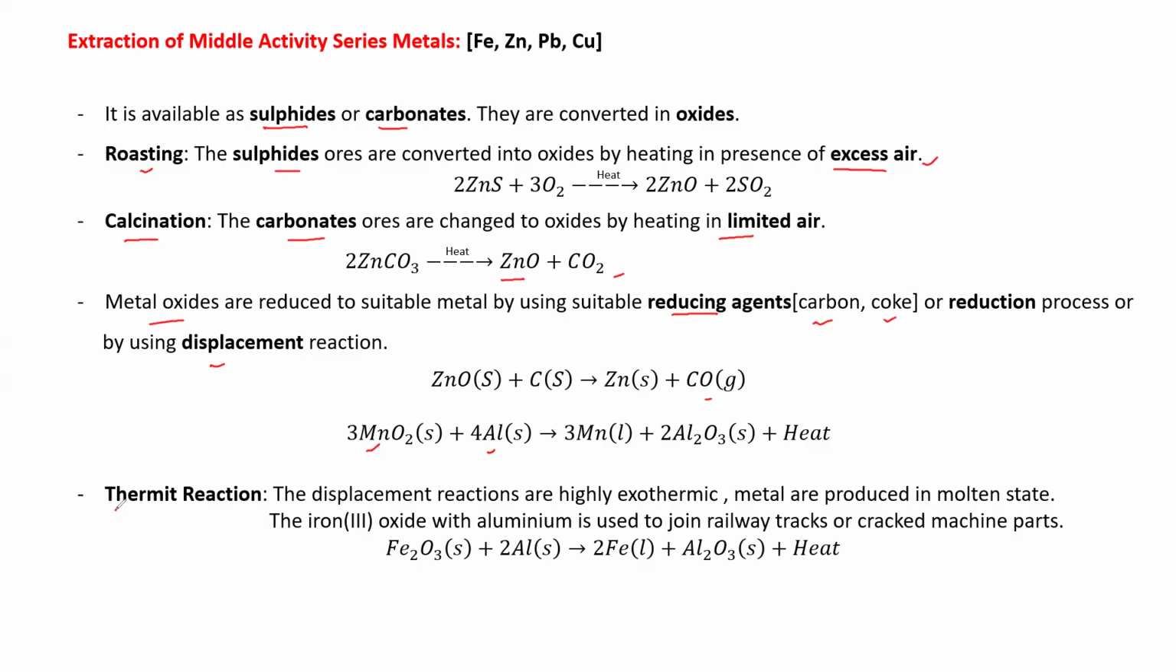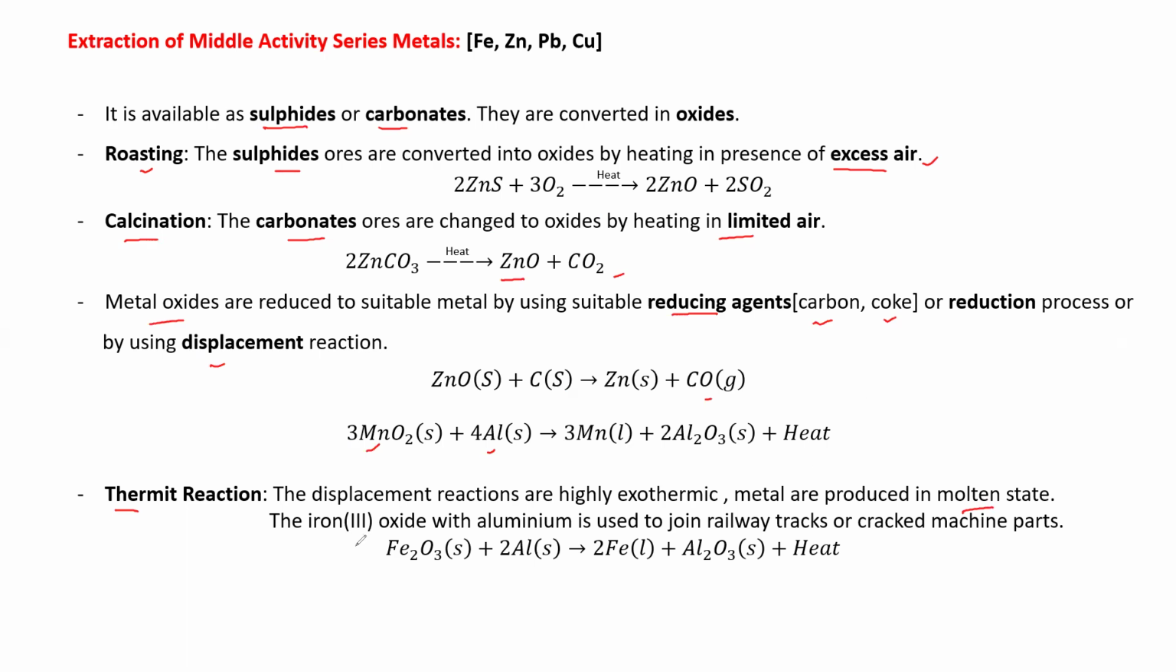And another important concept is the thermit reaction. What is the thermit reaction? This is one kind of displacement reaction which is highly exothermic. And here whatever metal is produced will be in the molten state.